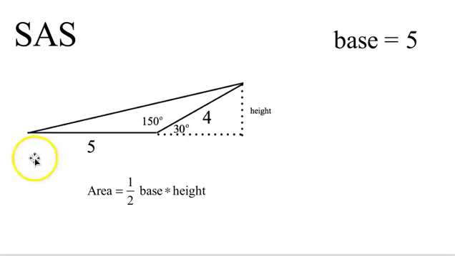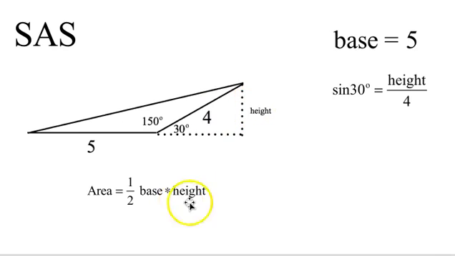So again, the base is 5. How do we find the height? In this case, opposite over hypotenuse. Opposite of 30 degrees is the height, and the hypotenuse is here, which is 4. So the sine of 30 degrees is height over 4. But just to notice something, the sine of 150 degrees is the same as the sine of 30 degrees. So you really could say sine of 150 degrees is height over 4 as well. But I prefer this model because I think it's easier to see where it comes from.